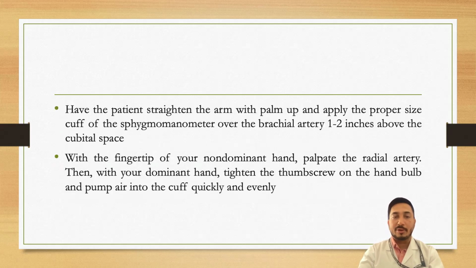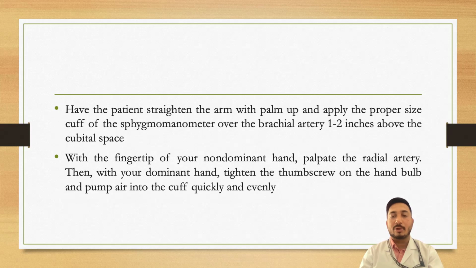By palpating with your fingers, have the patient straighten the arm with palm up and apply the proper size of the cuff of the sphygmomanometer over the brachial artery, and the site would be 1 to 2 inches above the cubital space. All right. So the patient will be in supine position. The arm will be extended. You will apply the proper size of the cuff 1 to 2 inches above the cubital space.